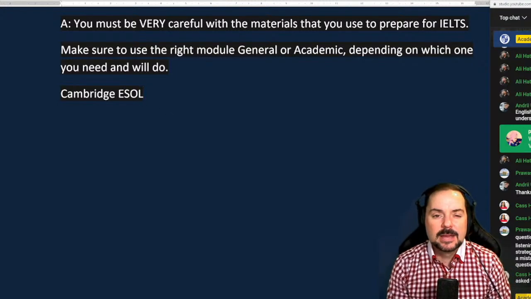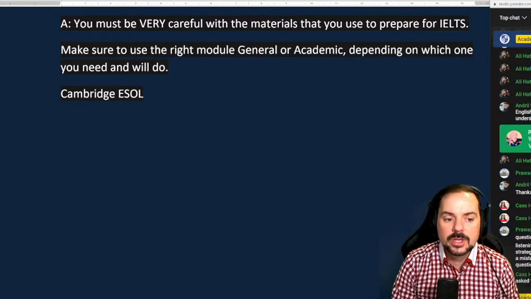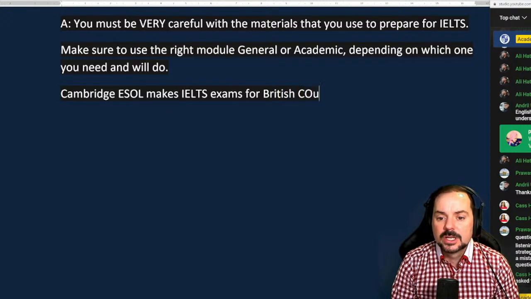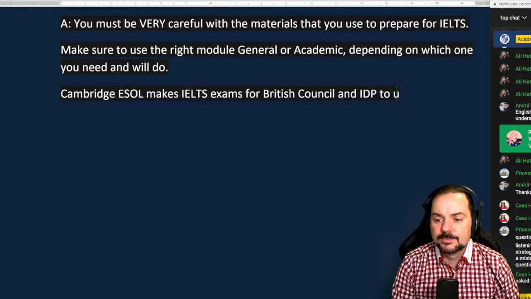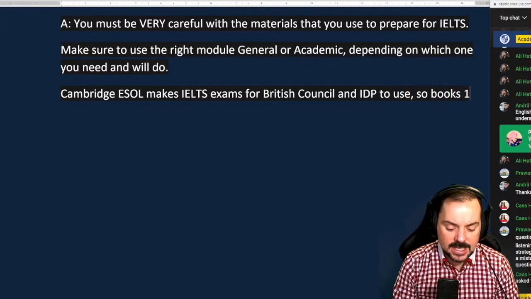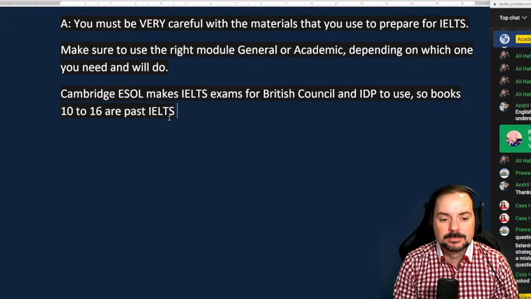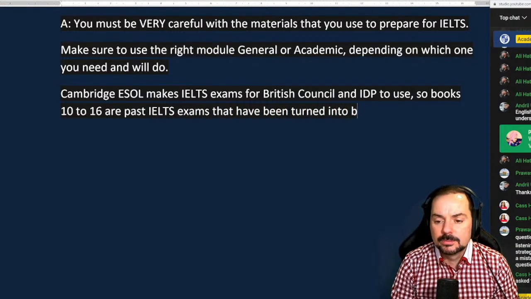ESOL means the Examination Board of England. So Cambridge ESOL makes IELTS exams for British Council and IDP to use. So books basically 10 to 16 are past IELTS exams that have been turned into books.